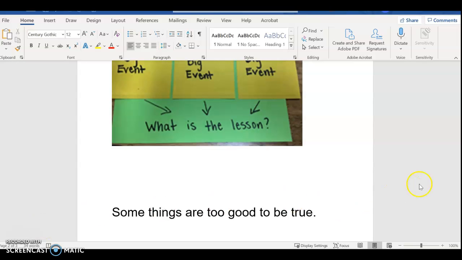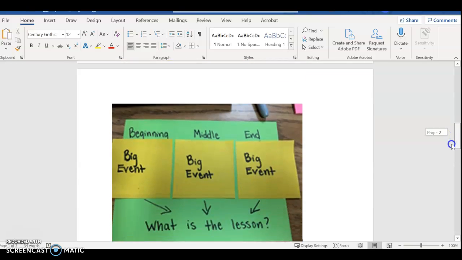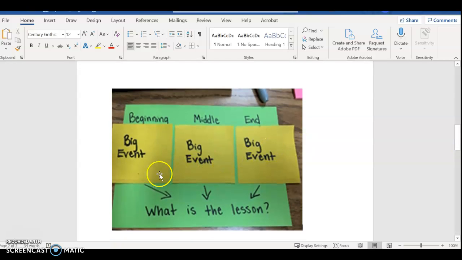Okay, so now it's your turn. As you're reading today, I want you to try to determine the lesson in the story. So you have to think about the beginning, the big event, the middle, and the end. What did the character learn in the story? What lesson did they realize?